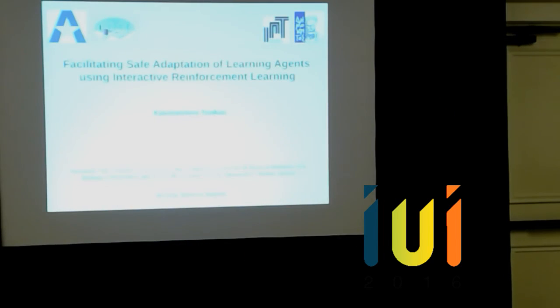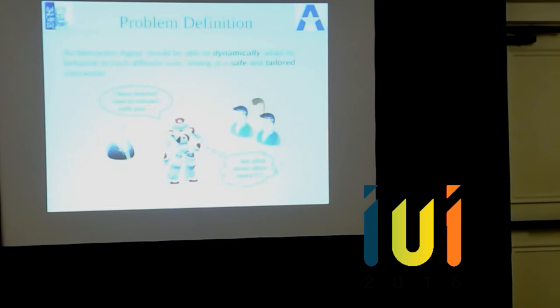Hi, in my poster I'm arguing that interactive reinforcement learning can be utilized to facilitate safe adaptation of interactive learning agents. Interactive learning agents interact with their environment and learn through the interaction. And basically we're focusing on HCI applications such as robot-aided training and rehabilitation, where we also have a secondary user that can supervise and guide the interaction for safety.